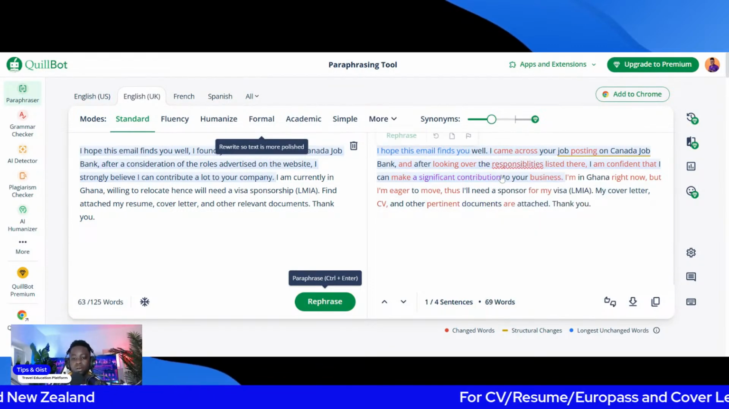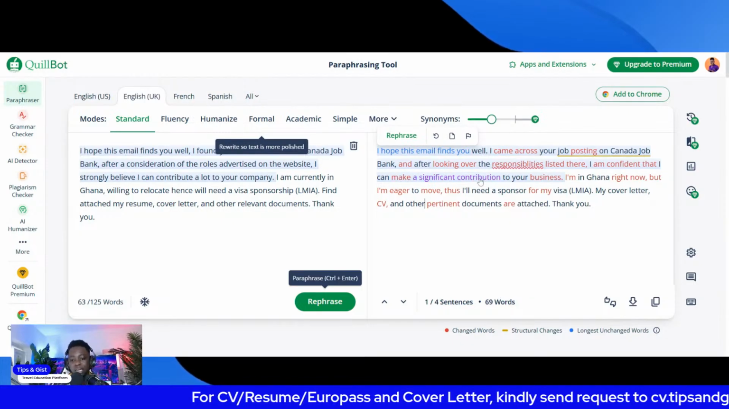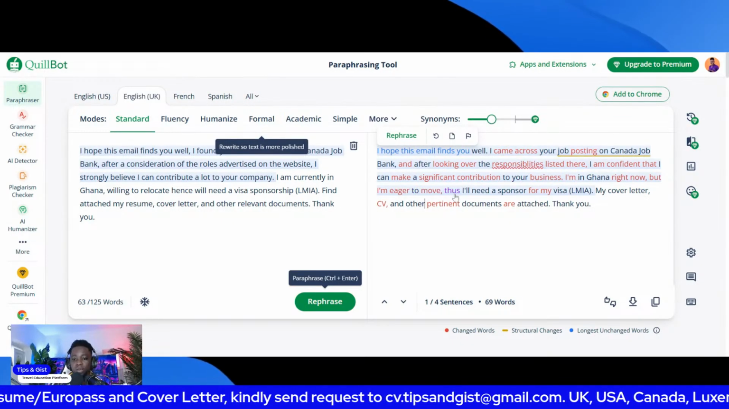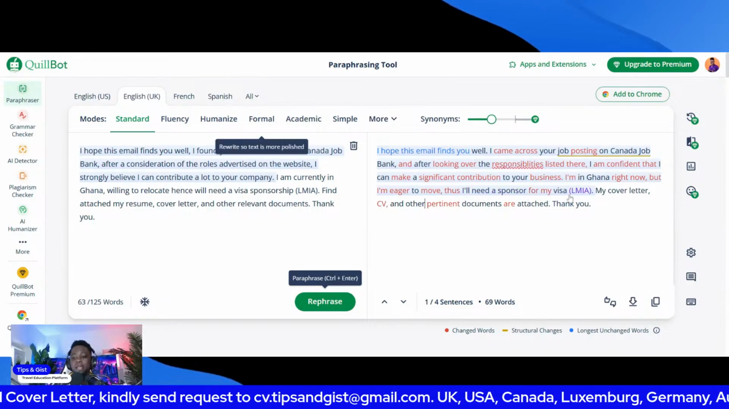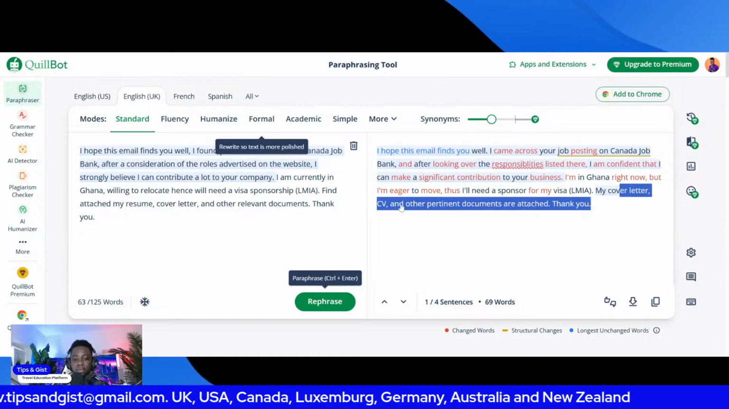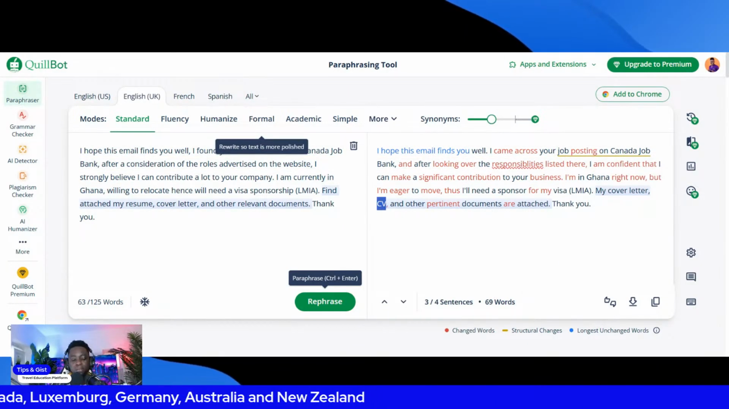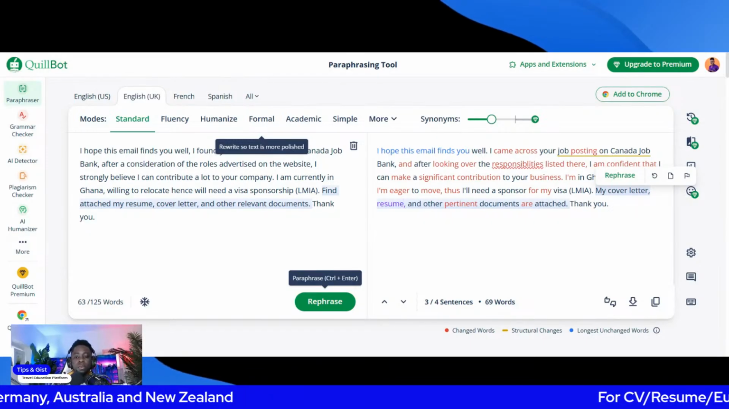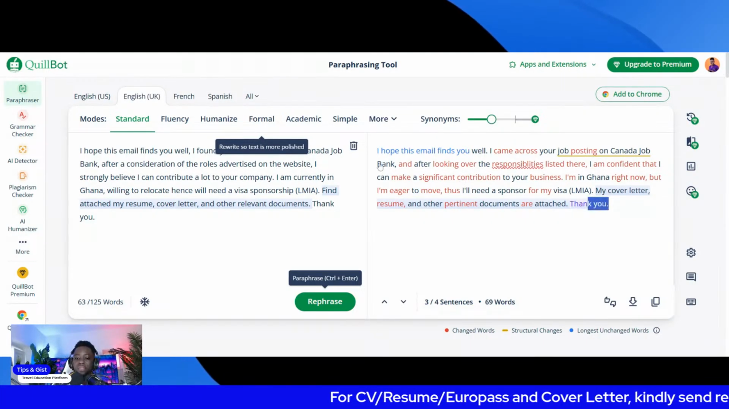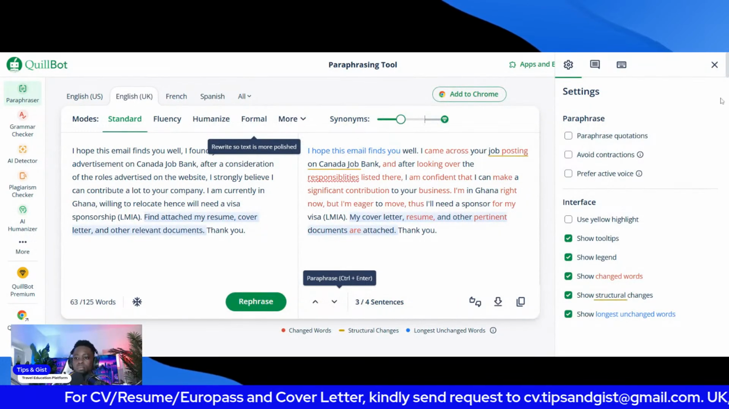So looking over the responsibilities listed there, I am confident that I can make a significant contribution to your business. I am in Ghana right now, but I am eager to move. Thus, I will need a sponsor for my visa. That is LMIA. My cover letter, CV, no CV. Canada, they don't want the CV; they want the resume. So we have to maintain the resume, and other pertinent documents are attached. Thank you.